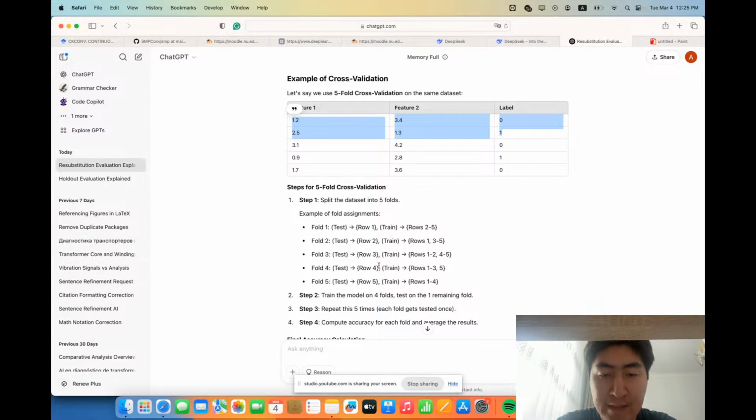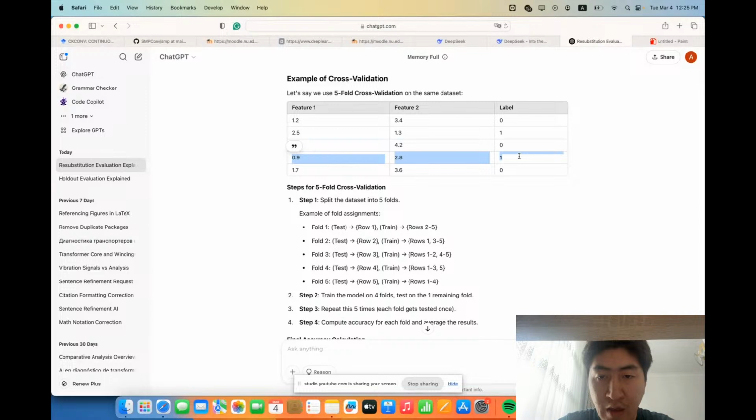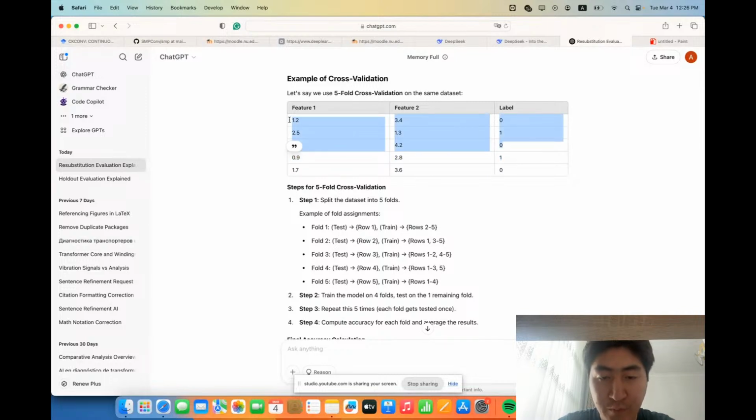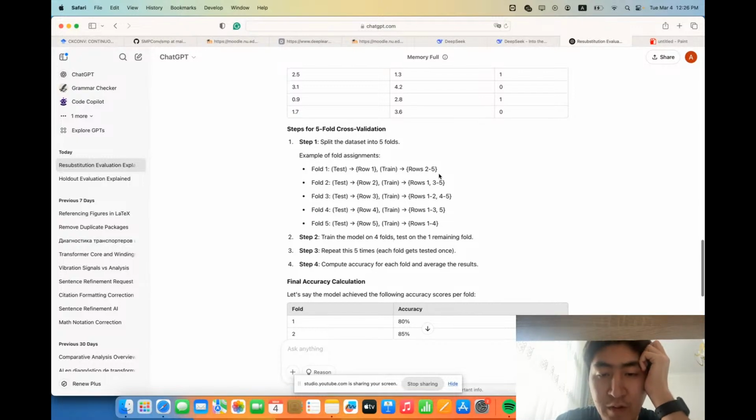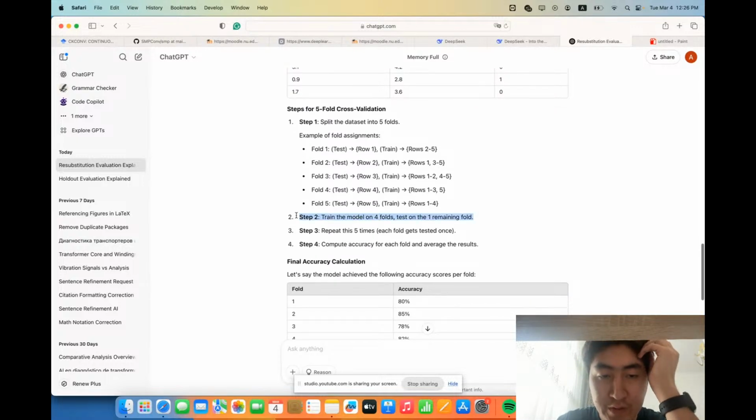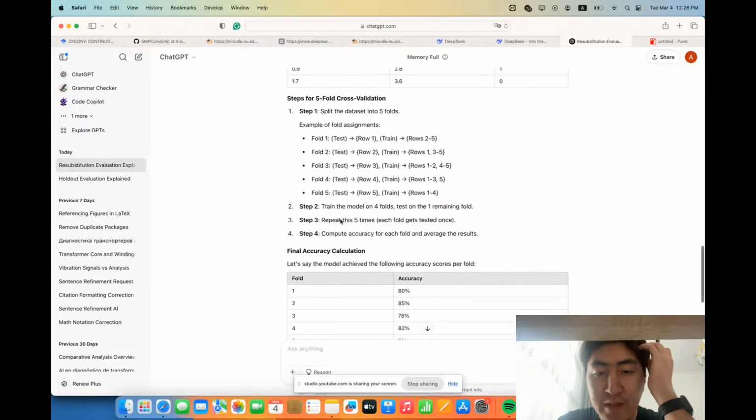For fold 4, I say that row 4 will be my test, and the first to third and the fifth rows will be my train. And finally for fold 5, I say that row 5 will be my test, and from first to 4 will be train. Train the model on 4 folds, test on the one remaining fold. This is how it works. Repeat this 5 times, each fold gets tested once.